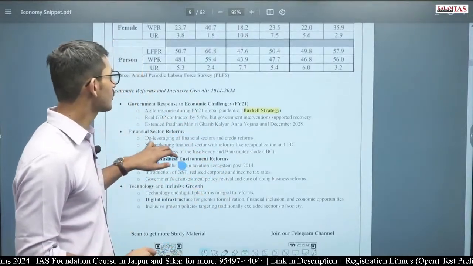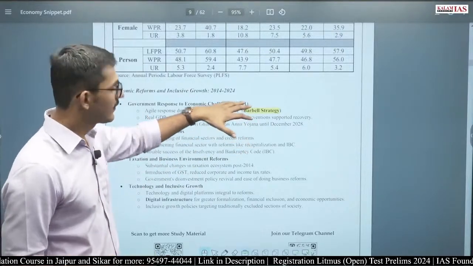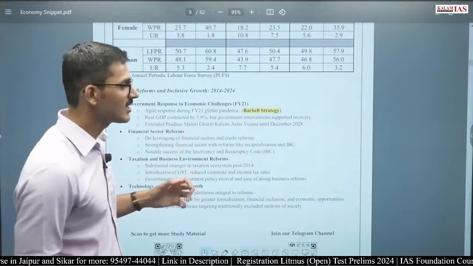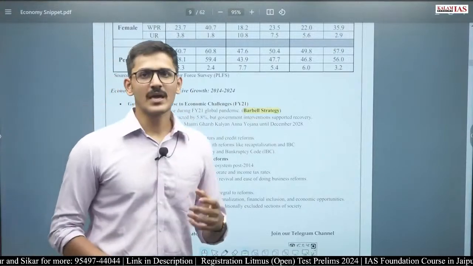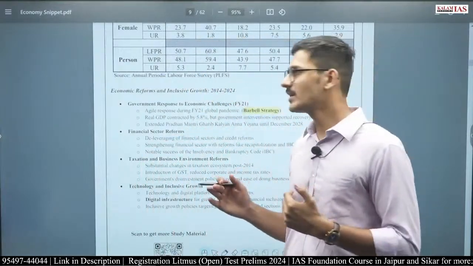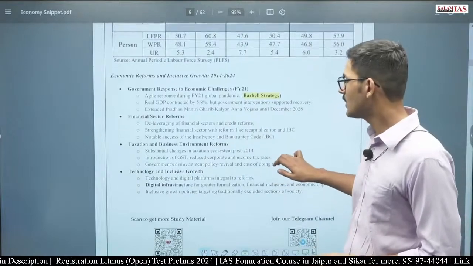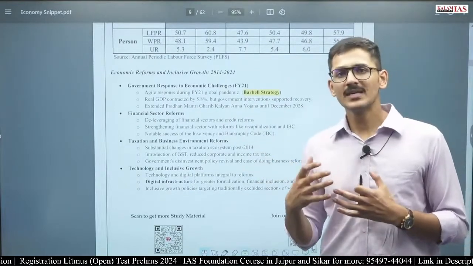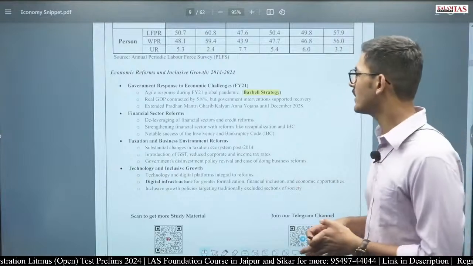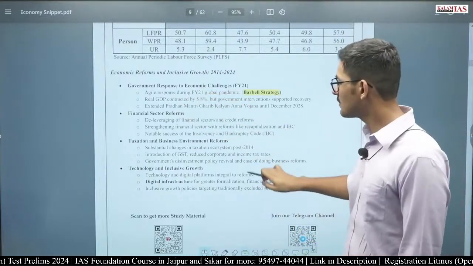Now, there was one more term which was used in this year's Economic Survey, that is Barbell Strategy. Barbell Strategy was used for the first time in the 2021 budget, after 1 year of COVID-19. The Barbell Strategy was used by the Ministry of Finance as the response to the pandemic, COVID-19. So, an agile response during financial year 21, a global pandemic, Barbell Strategy was used.